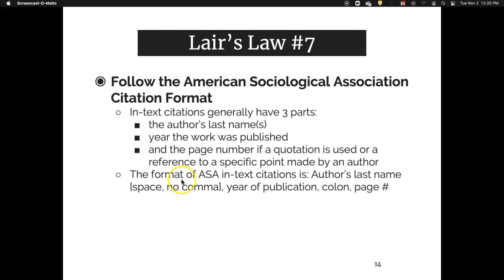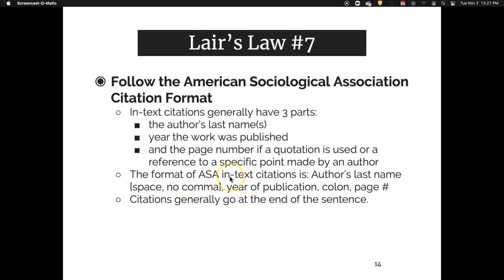All right, and the way that this works, in general, the way it's set up is you have the author's last name, then you just have a space, there's no comma, you have the year of publication, colon, page number. And I'll give examples of what that looks like here.